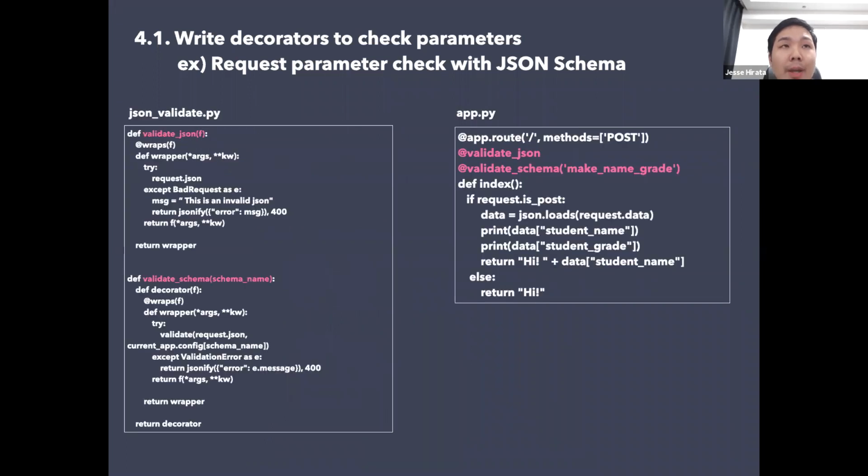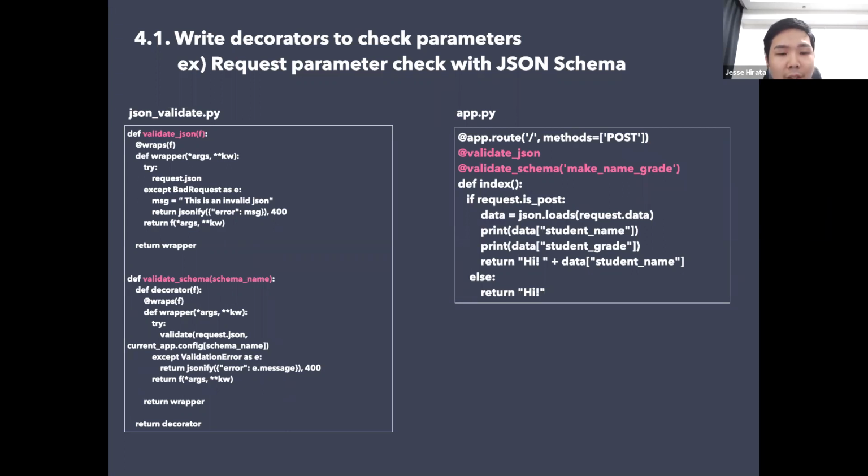So based on the JSON schema, the json_validate.py validates request parameters. The first validate_json function checks whether the JSON schema exists or not. The second validate_schema function checks whether the request parameters are correct or not based on the JSON schema defined in the previous slide.